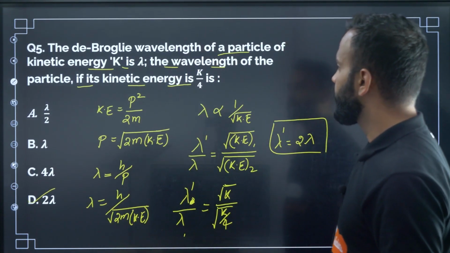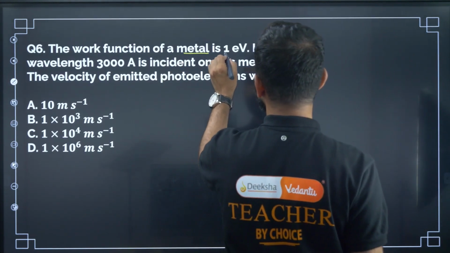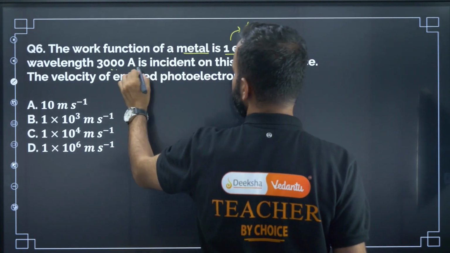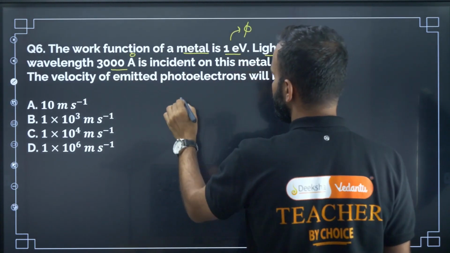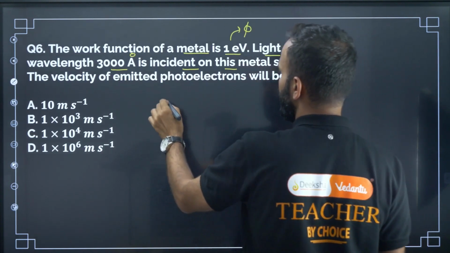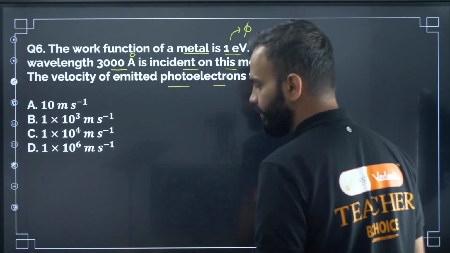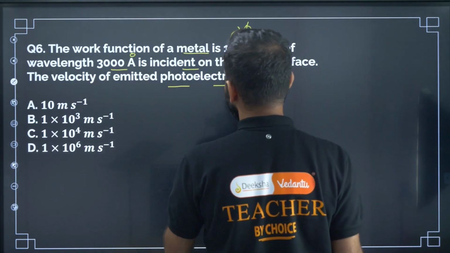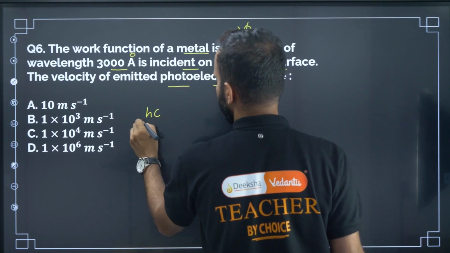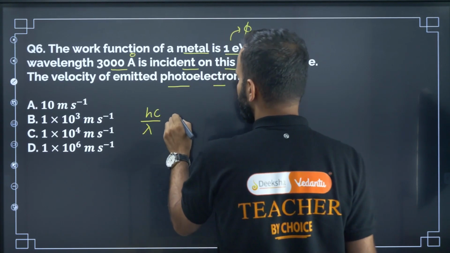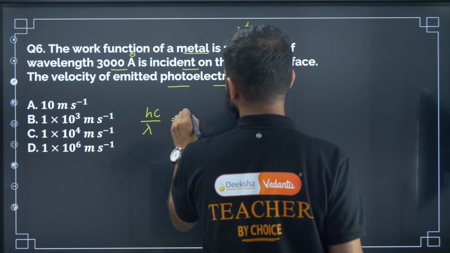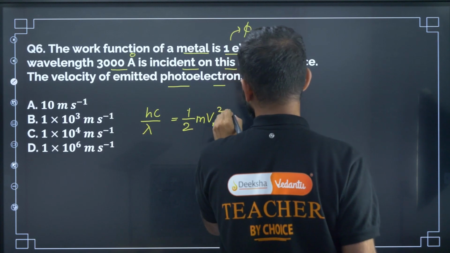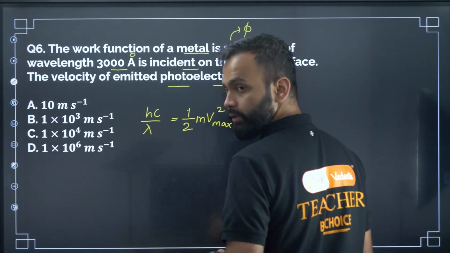Okay, yeah. Next question, question number 6. The work function of a metal is 1 electron volt. Phi is 1 electron volt. Light of incident wavelength 3000 angstrom is incident on this metal surface. The velocity of the emitted photoelectrons will be? Simple and direct question, right? First write the photoelectric equation. Here the photoelectric equation: hc by lambda, that is the energy of the incident photon, is equal to the maximum kinetic energy of the photoelectron, that is half m V max squared, plus work function phi, right?